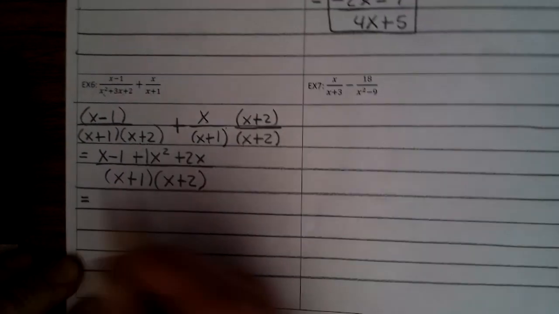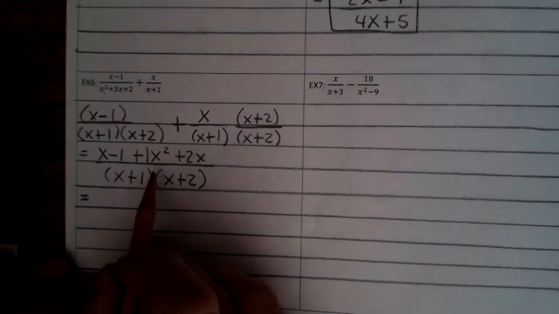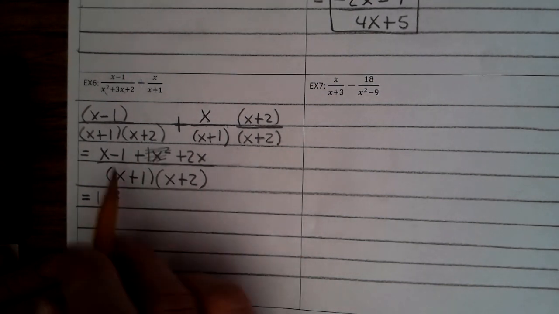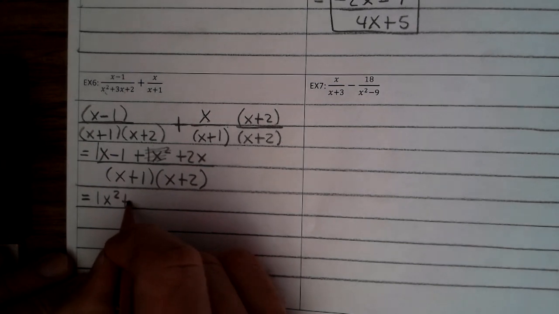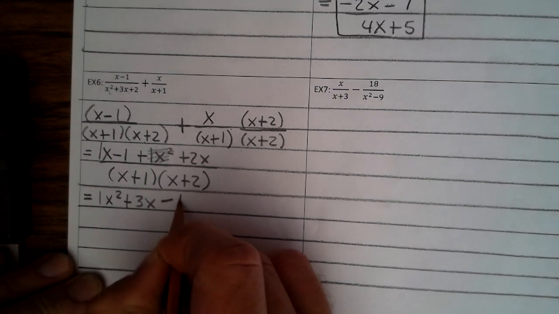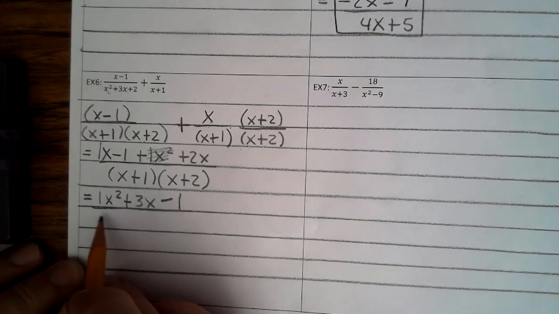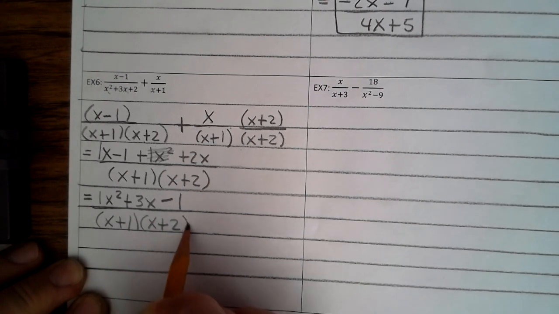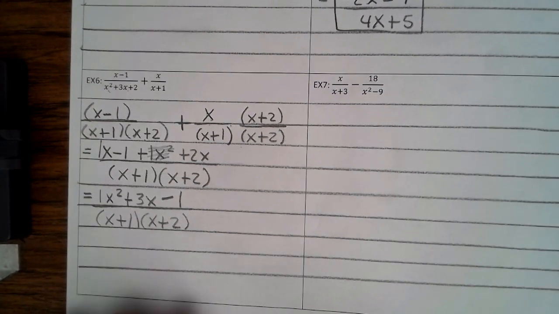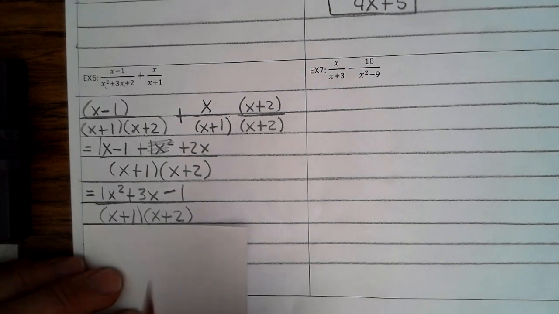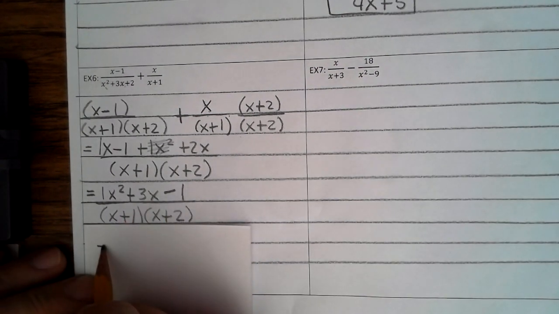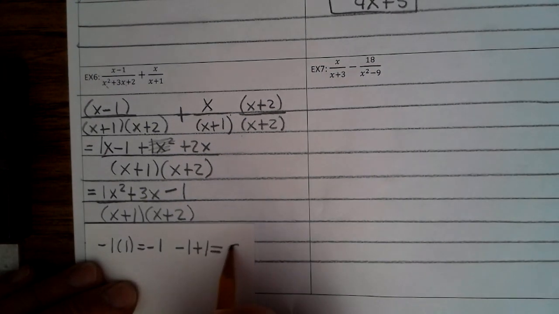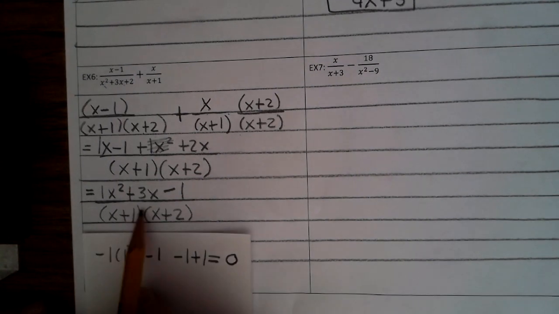Okay. So now we simplify. So we have 1x squared. And I mark them out as I use them. We have a 1x and 2x as plus 3x minus 1, divided by x plus 1, x plus 2. Now, the last step is to factor the numerator. So to see if this is factorable, we find all the combinations to make negative 1 combined to be 3. So negative 1 times 1 is negative 1. Negative 1 plus 1 is 0. That's the only combination. It doesn't work, so the numerator is not factorable, so you are done.